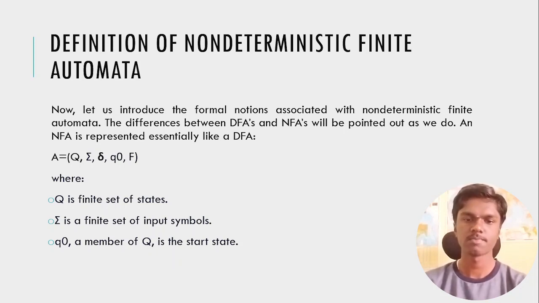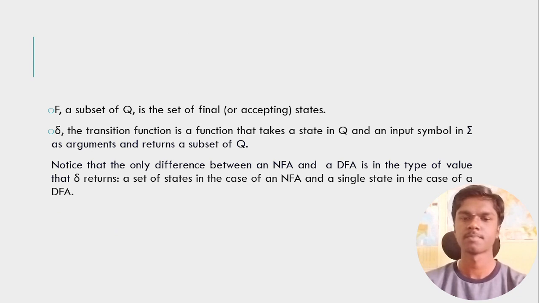A = (Q, Σ, δ, q0, F), where Q is a finite set of states and Σ is a finite set of input symbols. And q0 is a member of Q and is the start state. And F, a subset of Q, is the set of final or accepting states. Delta, the transition function, takes a state in Q and an input symbol in Σ as arguments and returns a subset of Q.